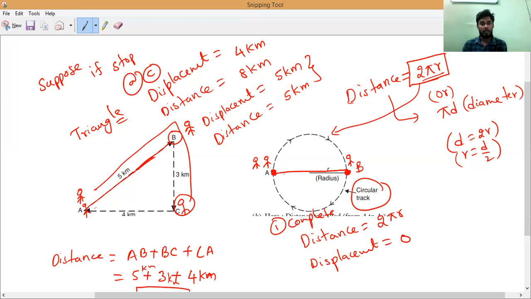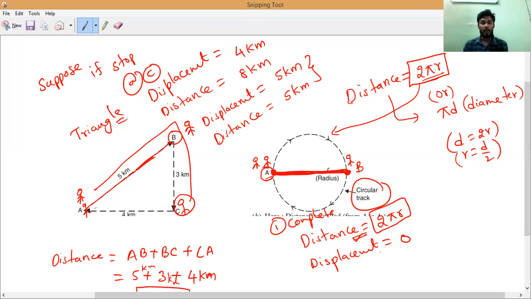Doubt? Yeah, ask me. Now, circular trace. Imagine Harish started at point A. Is it okay? Now he made a complete rotation. He fully traveled and reached point A again. By the time, what is the distance? Distance is equal to the total path of this circular trace. It is not a straight line, so it is a curved path. So the total circumference will give you the distance. Is it okay? Okay, sir.